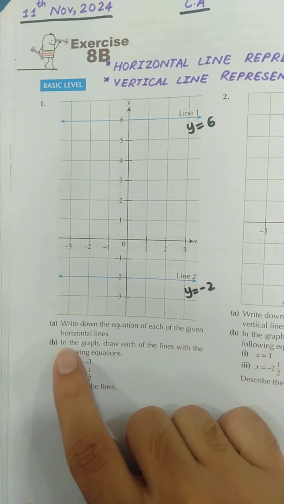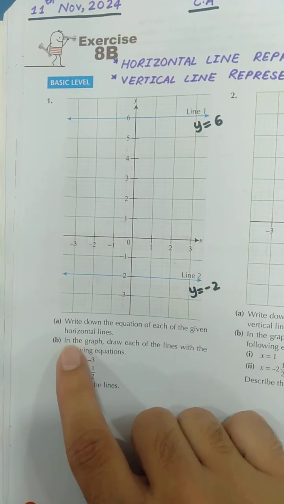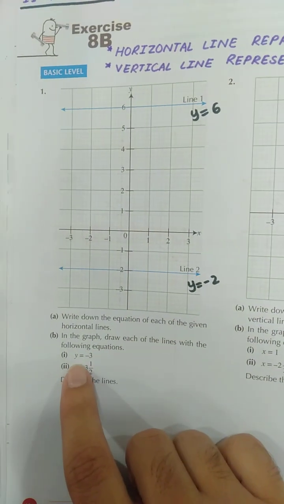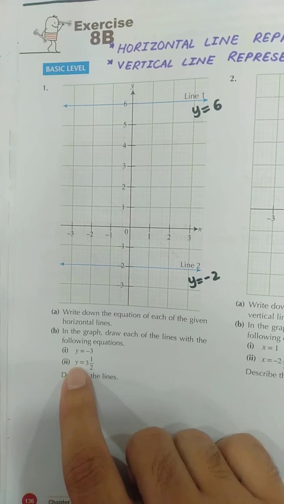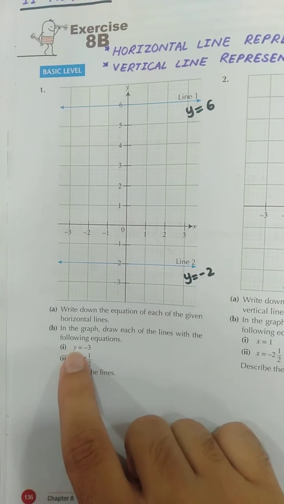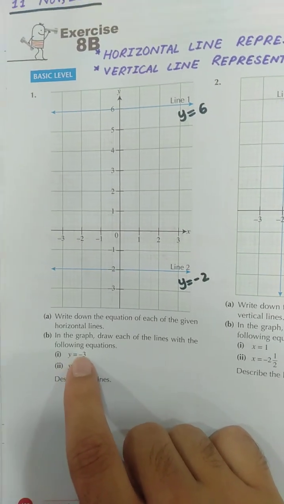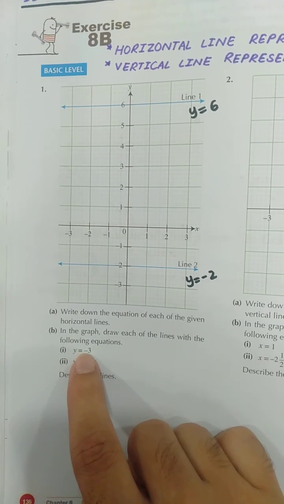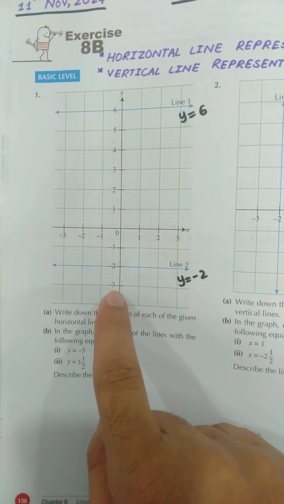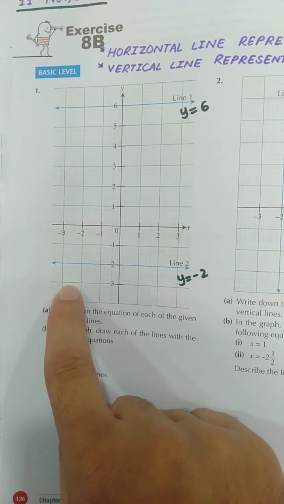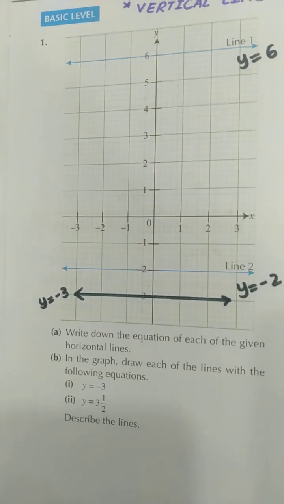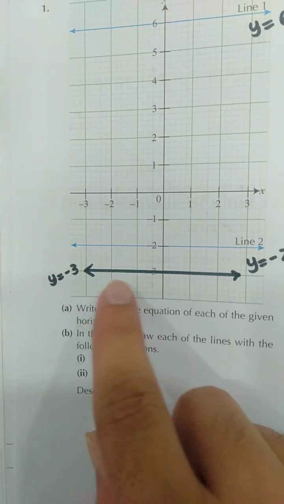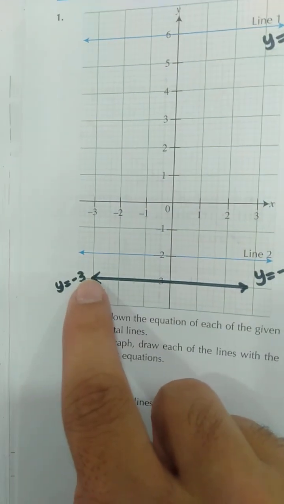We are going towards part number B. The statement is: in the graph, draw each of the lines with the following equations. Right now we have to draw y is equal to minus 3 and y is equal to 3 and 1 by 2. So this is the y-axis, this is the value of y. We have to draw the horizontal line at the point y is equal to minus 3, and we are seeing that this is minus 3. So the line will be like this. I drew this line for you. This is the line of y is equal to minus 3.